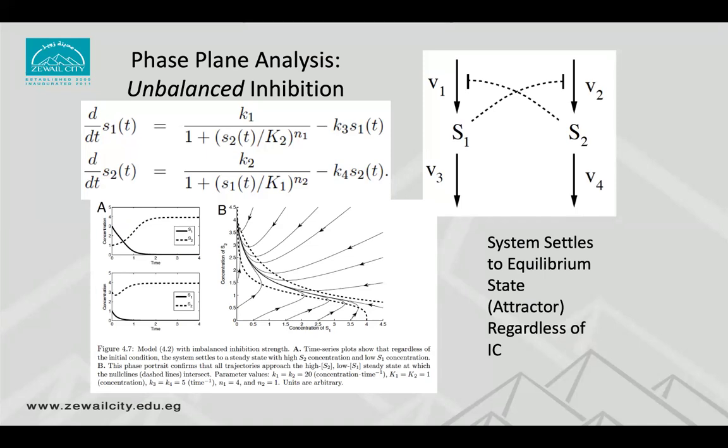So what do we expect to happen? Yes, inhibition of S1 is stronger than inhibition of S2. Yeah, we expect that we're going to wind up with predominantly S2.